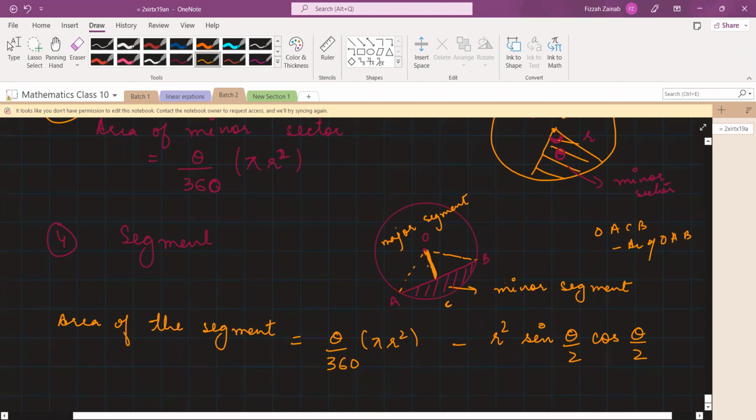Okay, and that also depends upon the question. If in some question the height is already given, then we can use half base into height for the area of the triangle. If that is not given and the angle theta is given, we will have to stick to this formula.